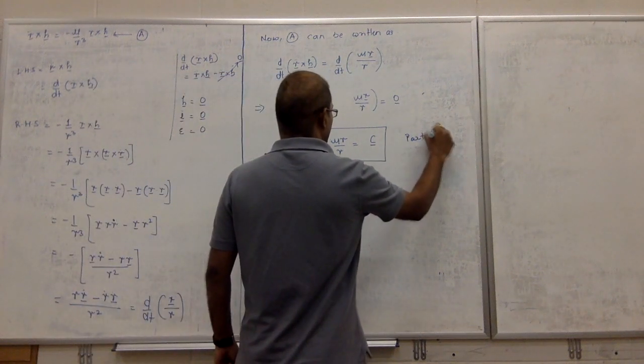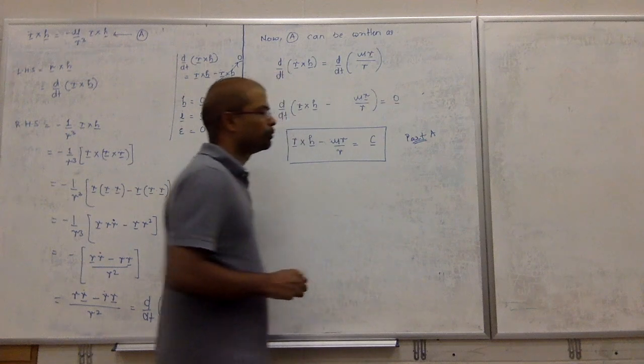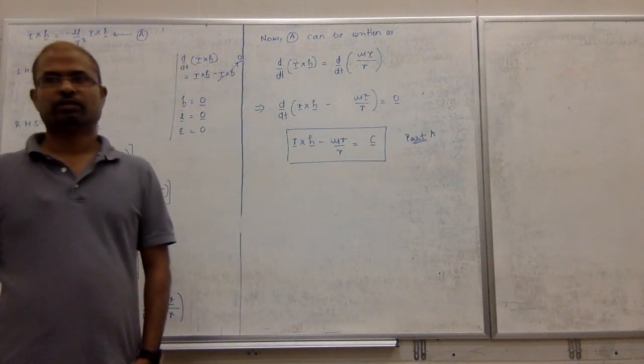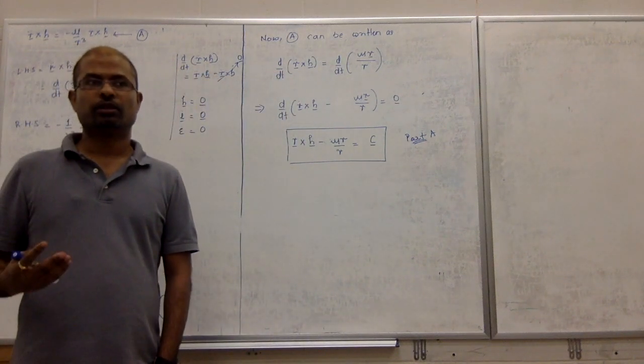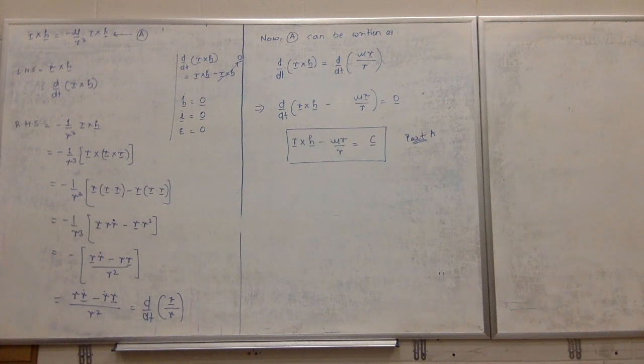We are deriving the orbit equation. We'll do part B next class. These are the things I want you to learn or think about. If something is conserved, what do you know about its derivative? 0. If something's derivative is 0, what do you know about it? It's conserved. Yes.